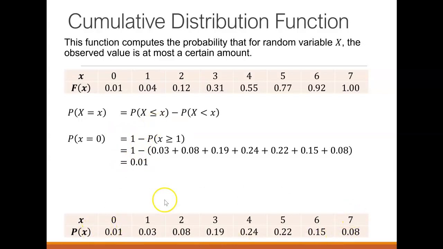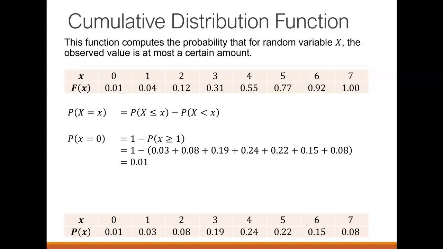So right now, this would be our probability distribution. That's what we've just created, right? We've gone from a CDF, a cumulative probability distribution function, and converted it to a probability distribution. That's what we just did.